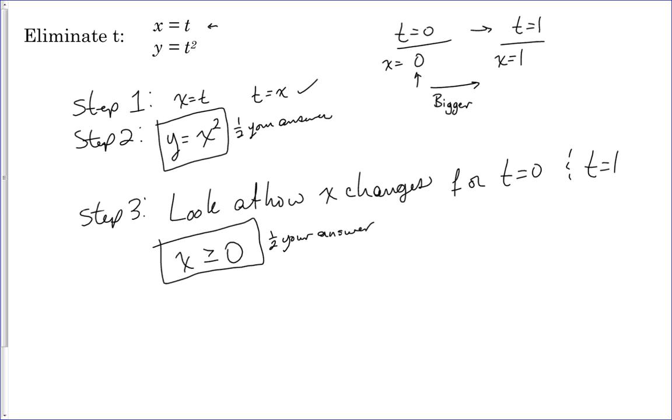Alright, let's look at a different one. Let's eliminate t. So the first thing you want to do, step one, is pick the simplest equation.